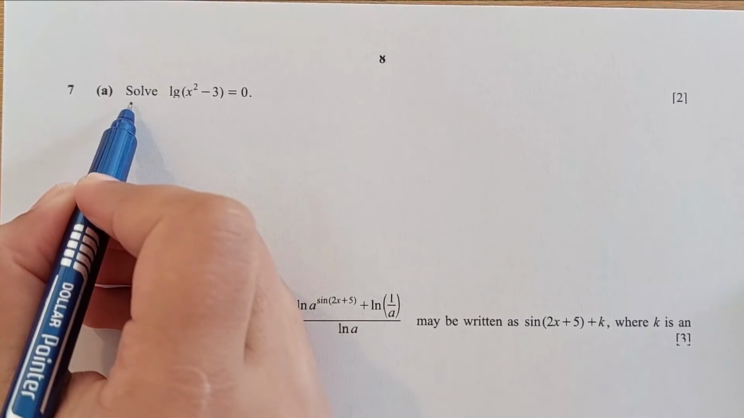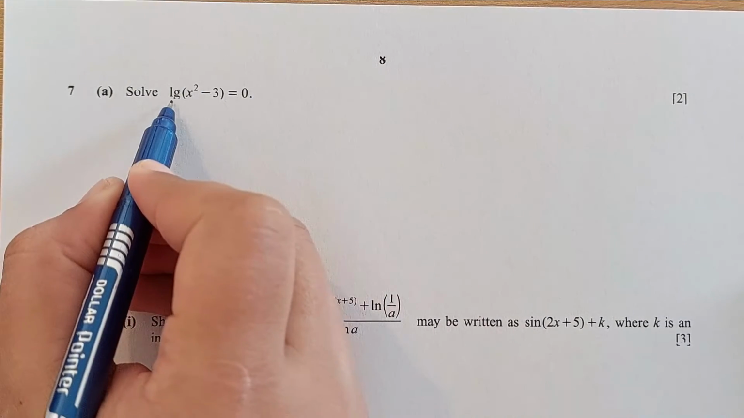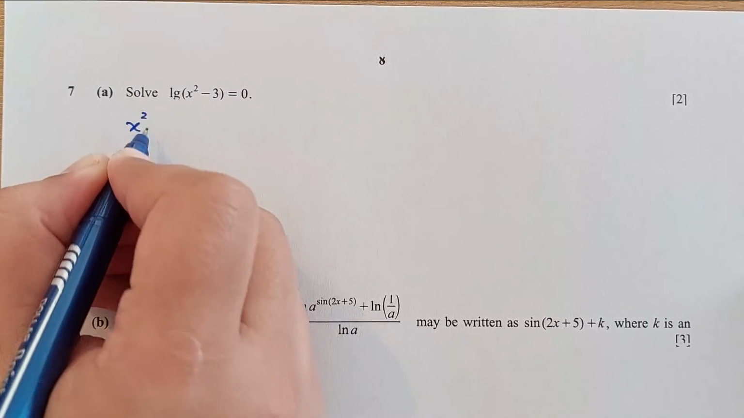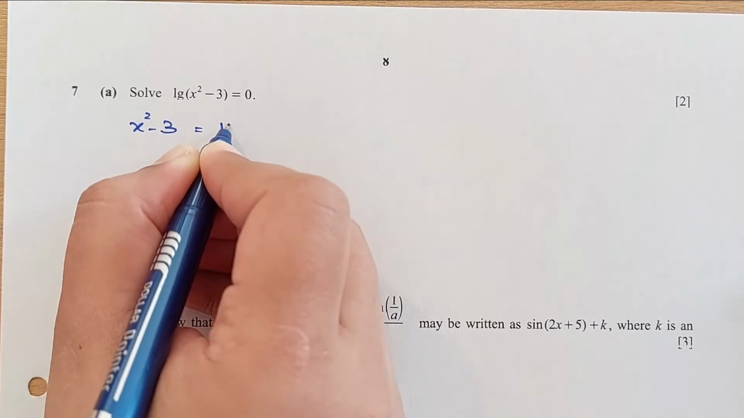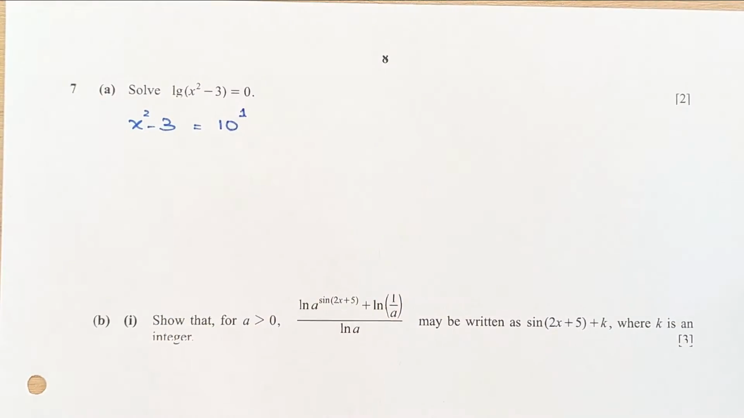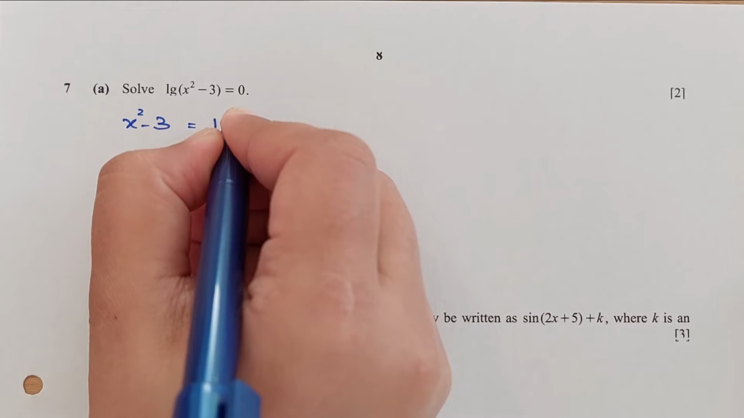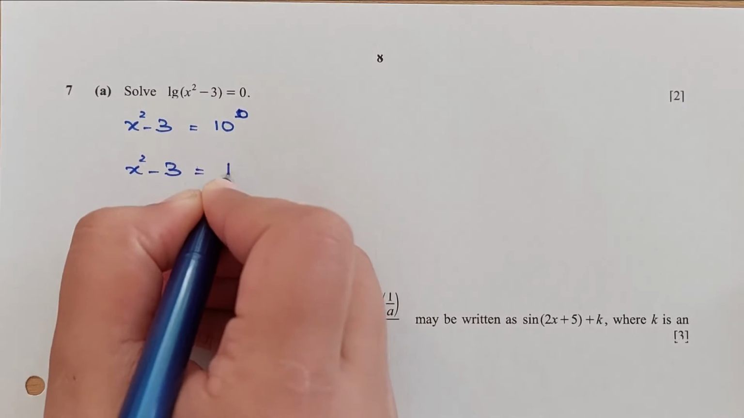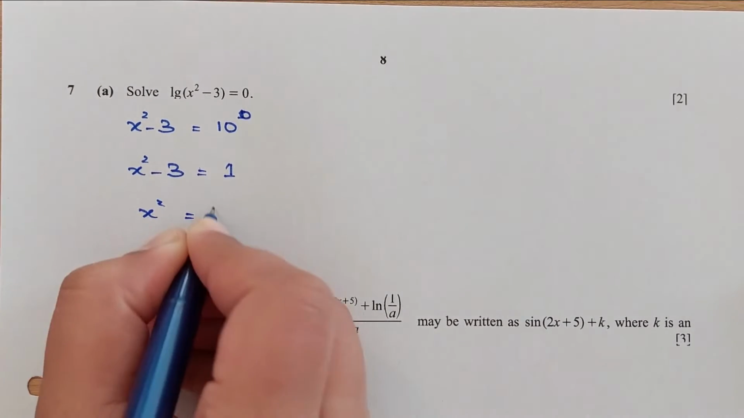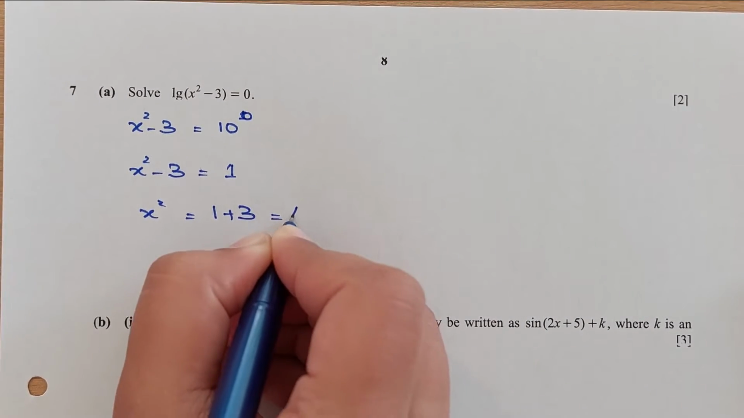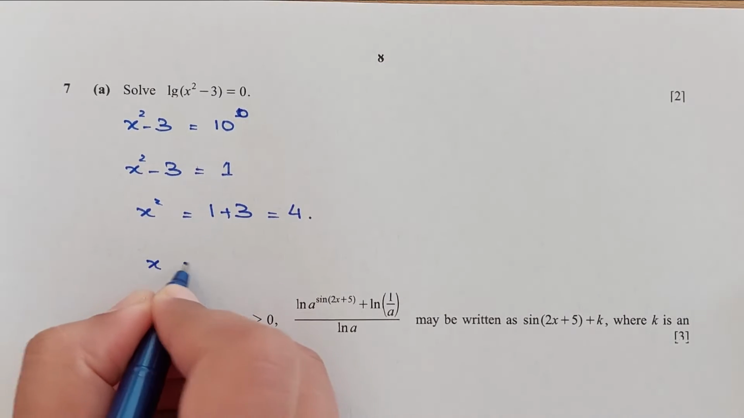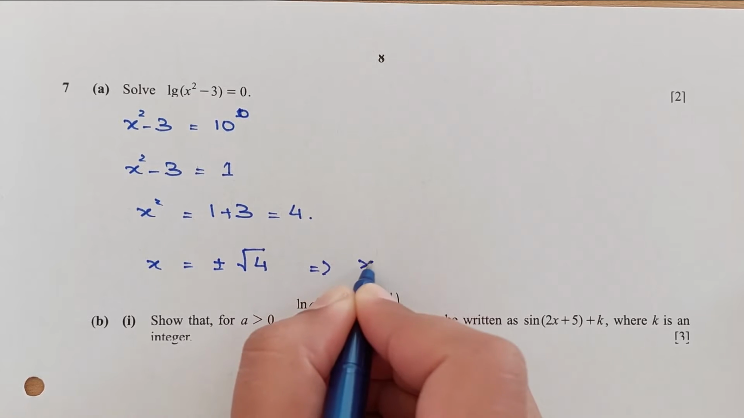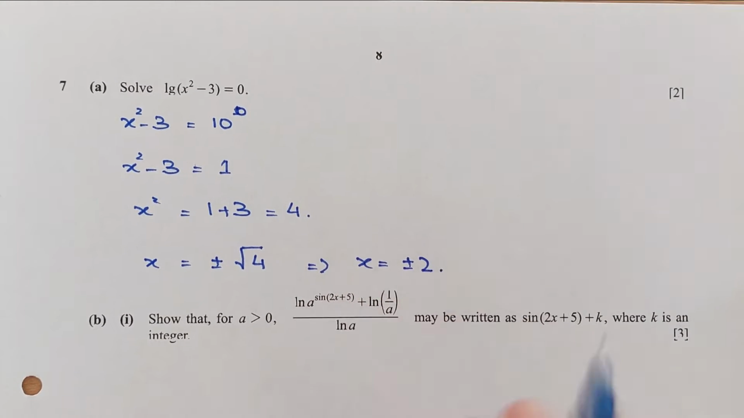Question number 7a, we have to solve this logarithmic equation. This is a log with base 10. So converting the logarithmic to exponential, we have x square minus 3 equals 10 exponent 1. Sorry, 10 power 0, because we have a 0 here, right? So x square minus 3 equals 10 exponent 0, which is just 1. So x square equals 1 plus 3, which equals 4. And we have x equals plus minus square root of 4. So here we have x equals plus minus 2.